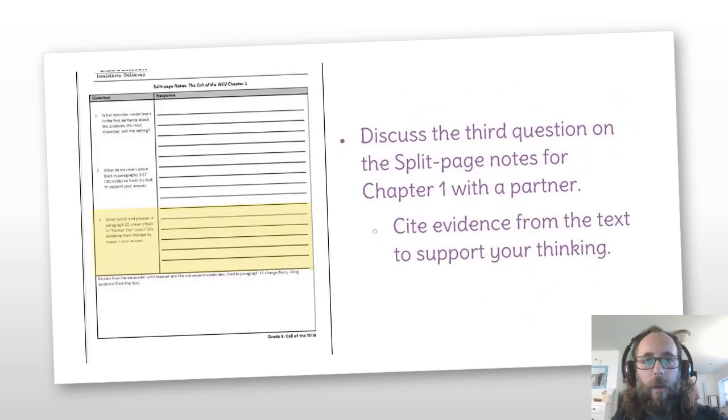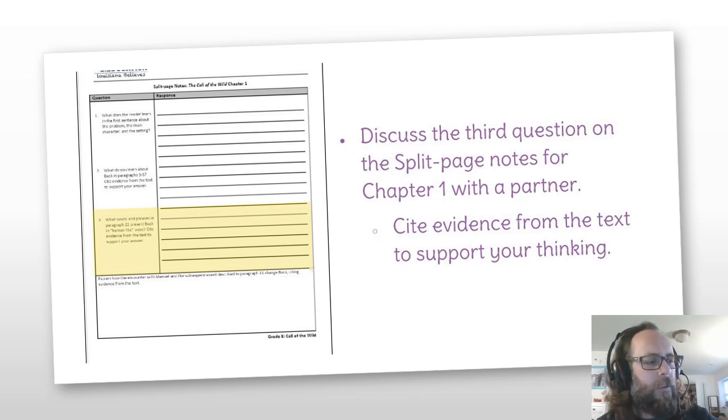Okay, so we're going to go back to page 14 in our blue notebook. I'll give you a second to turn to page 14. We've answered questions 1 and 2. Let's answer question 3 now. It says, what words and phrases in paragraph 22 represent Buck in human-like ways? Cite evidence from the text to support your answers.